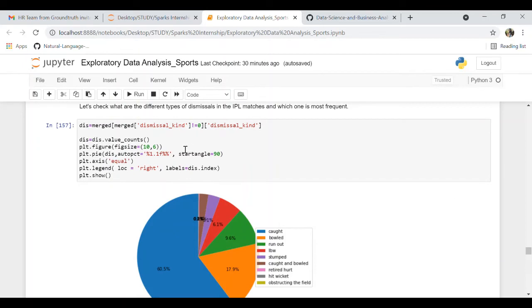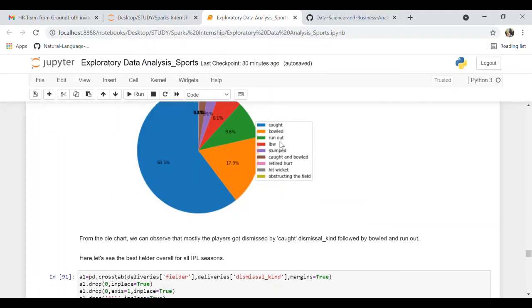Here, as I said, we will see the different types of dismissal kinds. They can be caught, bowled, run out, LBW, stumped, caught and bowled, retired hurt, hit wicket, and obstructing the field, right? So we can see the most common dismissal kind is caught, followed by bowled and run out.